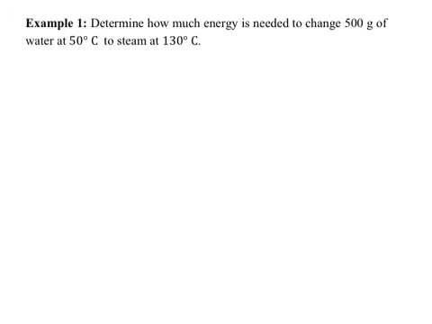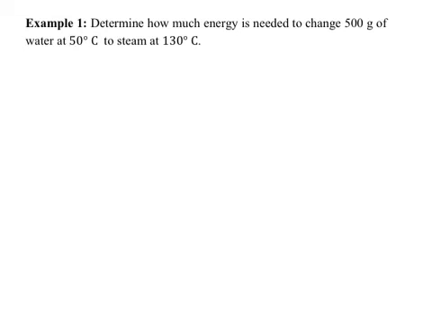So example 1 says, determine how much energy is needed to change 500 grams of water at 50 degrees Celsius to steam at 130 degrees Celsius. So we know already that we're passing a phase change if we go from water to steam. And I'm not having to deal with heat of fusion because there's no ice in this problem at all. So I'm going from water to steam.